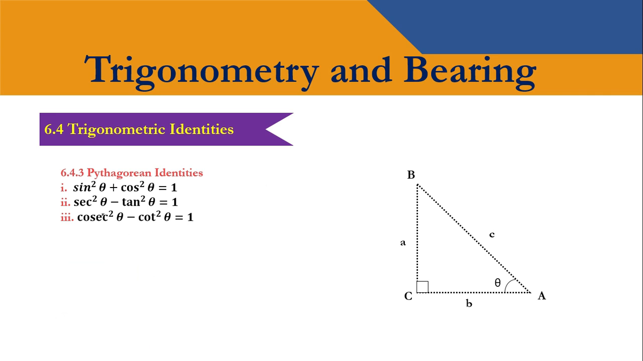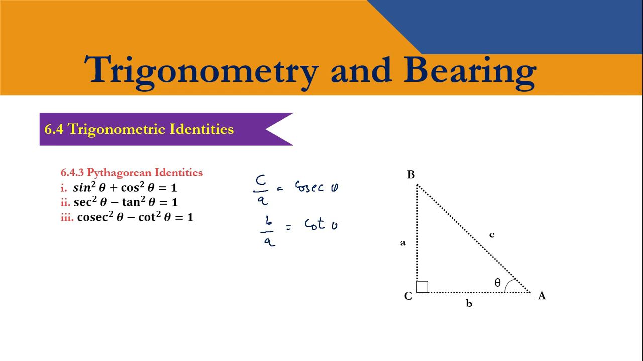For example, if we want to prove cosecant square theta minus cot square theta, what do we have to do? As you know, cosecant is the inverse of sine theta. Sine is equal to perpendicular divided by hypotenuse. So it means C divided by A, the hypotenuse divided by perpendicular, is equal to cosecant theta. Similarly, cot theta is the reciprocal of tan theta, which is perpendicular divided by base. So if we divide base by perpendicular, we get cot theta.